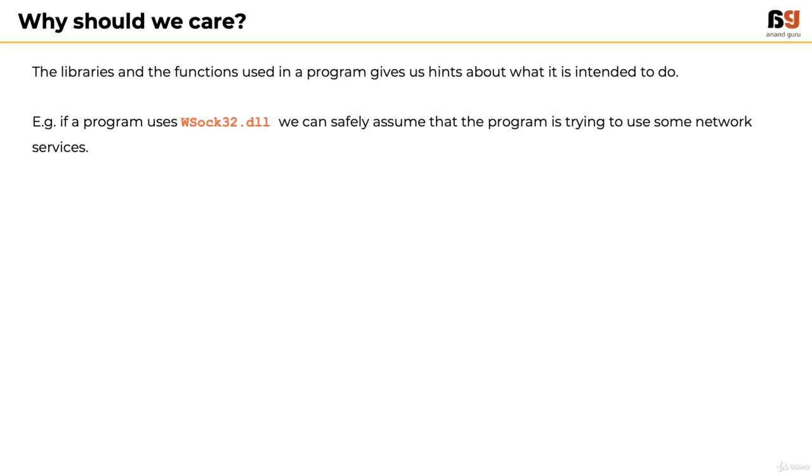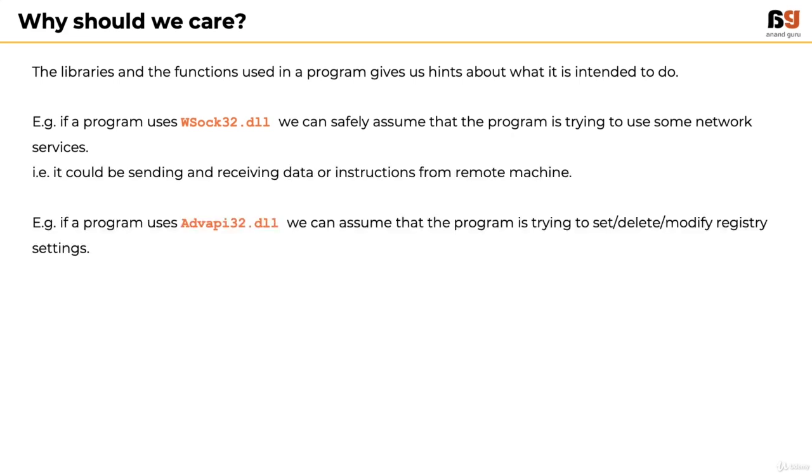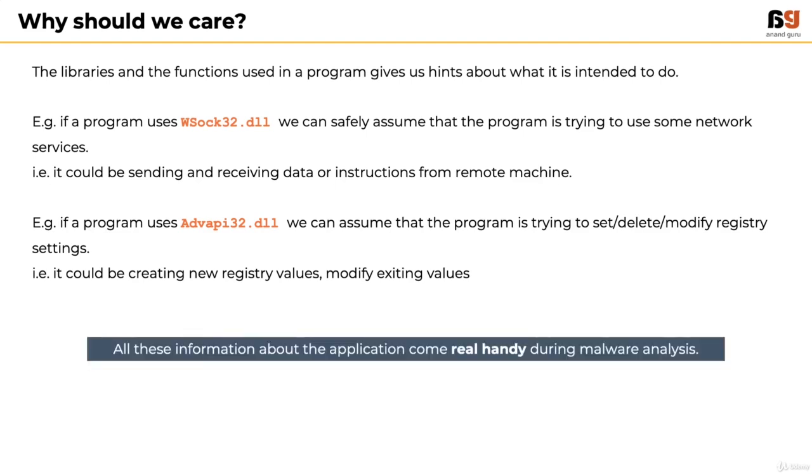For example, if a program uses wsock32.dll, we can assume that the program is trying to use some network services, like it is trying to send and receive data. Another example could be if our application uses advapi32.dll. It means the application either creates or deletes or modifies the registry settings on the machine. All this information about the application comes real handy during malware analysis, as you will learn in the future modules.